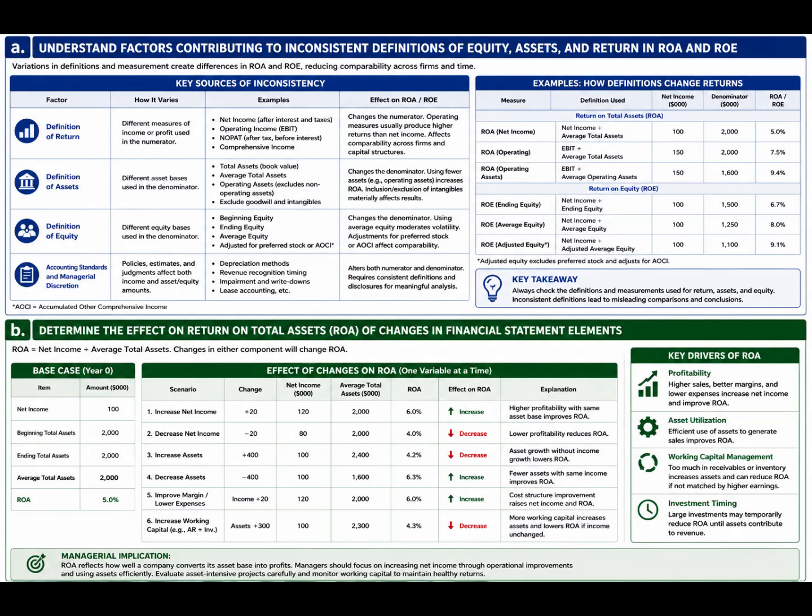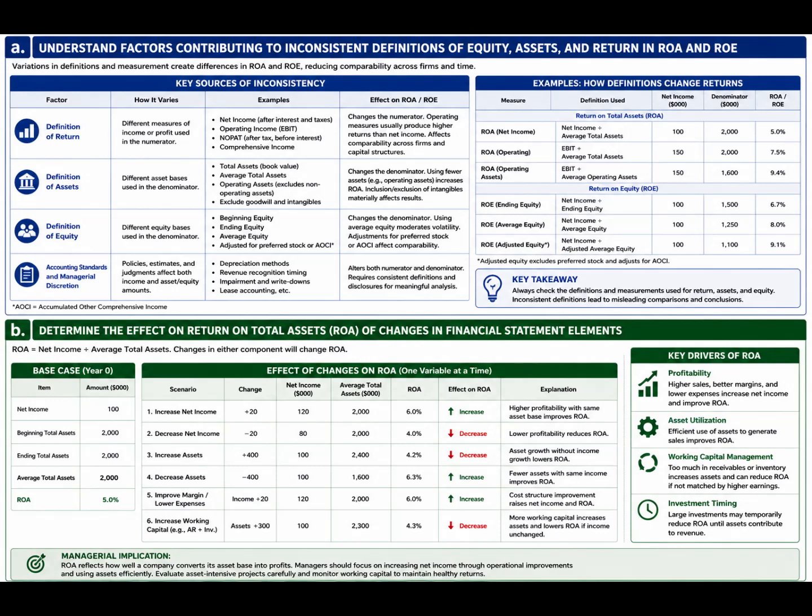Equity measurement variations affect ROE. Some analysts use beginning equity, ending equity, or average equity. Adjustments for preferred stock or accumulated other comprehensive income further alter comparability. Accounting standards and managerial discretion influence both numerator and denominator. Therefore, consistency and clarity in definitions are essential for meaningful analysis.